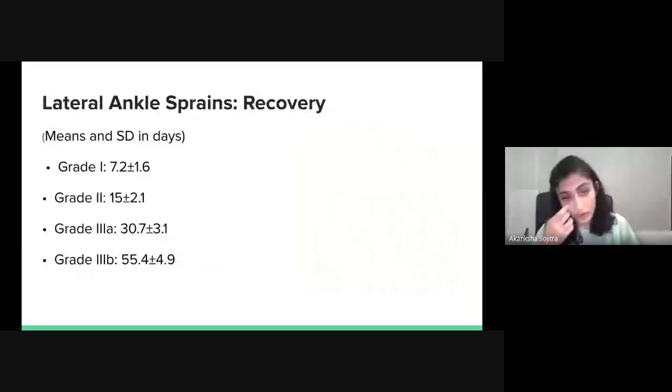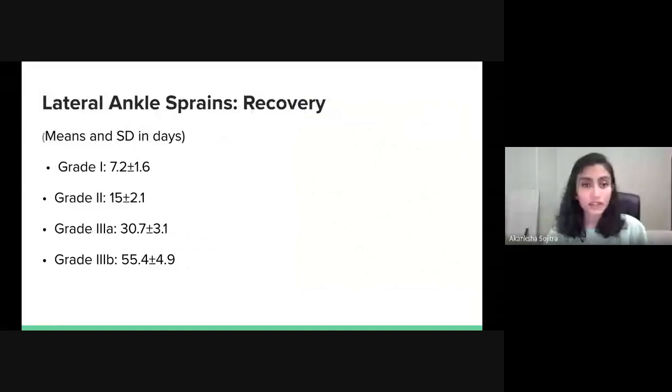Okay, now what's the recovery time when you see lateral ankle sprains? With grade 1, you're looking at 7 to 8 days. With grade 2, you're looking at a recovery of 2 to 3 weeks. Grade 3A, you're looking for almost 30 days and even more. And 3B, you're looking for almost 60 days.